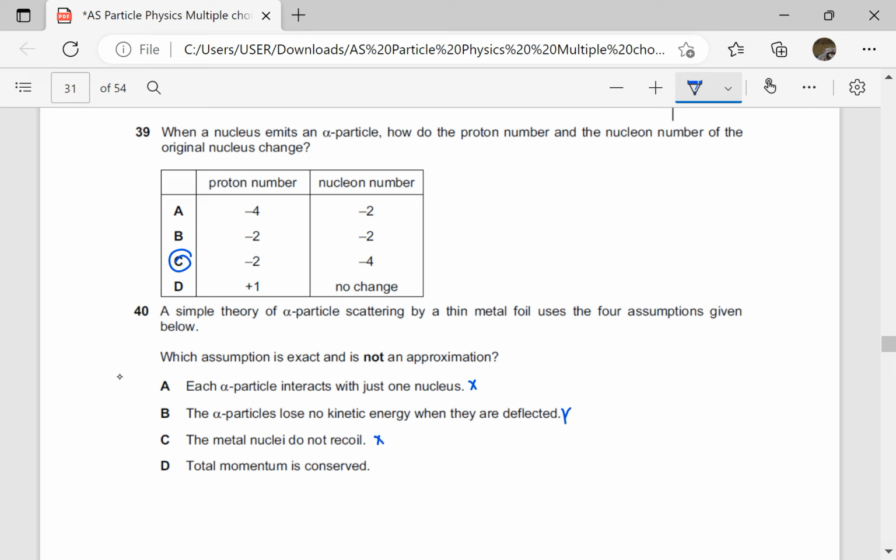They can recoil. Total momentum is conserved. This one is always conserved, so that one is not an approximation. It is exact. The rest are just assumptions: that the metal nuclei do not recoil, the alpha particles lose no kinetic energy, and each alpha particle interacts with just one nucleus, which may not really be very possible.